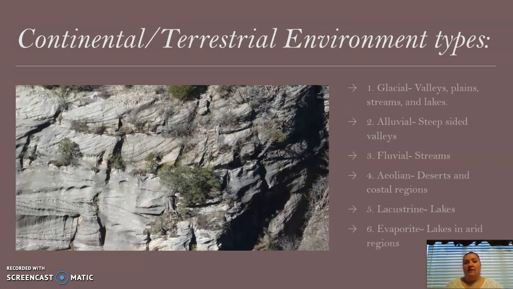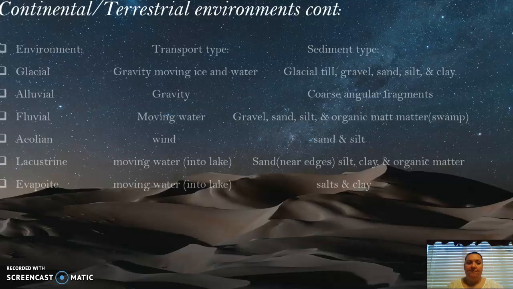Here are the different continental terrestrial environment types. There's glacial, which are valleys, plains, streams, and lakes. Alluvial, which are steep-sided valleys. Fluvial, which are streams. Aeolian, deserts and coastal regions. Lacustrine, or lakes, and evaporite, lakes in arid regions.